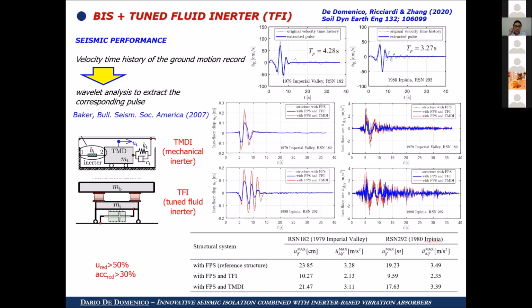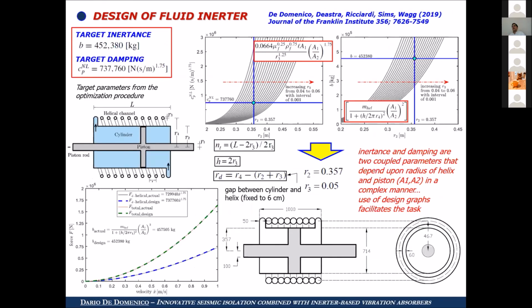So the question is how can we design this device in order to accomplish the desired target inertance and damping parameters? Because there is a complex geometry involving different dimensions. So we proposed the use of specific graphs, design graphs, whereby fixing some dimensions with some reasonable engineering judgment, there remain just two free parameters that are the radii of the piston and of the helix.